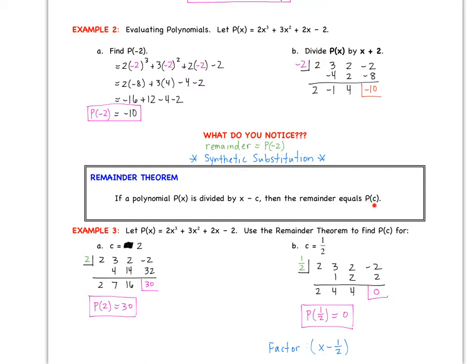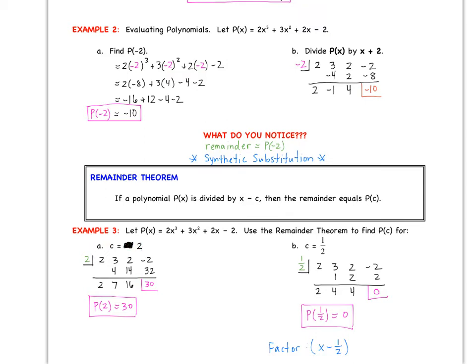So how do we use this? Let's let p of x be that polynomial from example 2. Let's use the remainder theorem to find p of c when, and I think you need to change this in your notes, let's let c equal 2. Okay, not negative 2, we already did that. Let's let c equal 2.